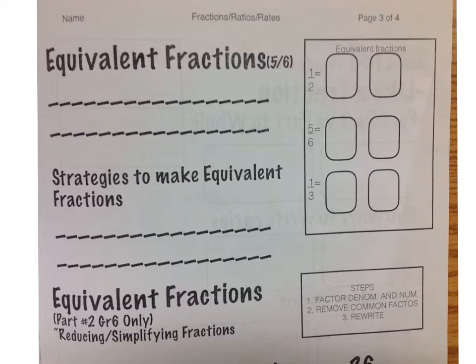Okay, equivalent fractions are two fractions that represent the same thing. They represent the same amount. For example, if you eat 1/2 of the pizza or 5/10 of the pizza, it's really the same thing.